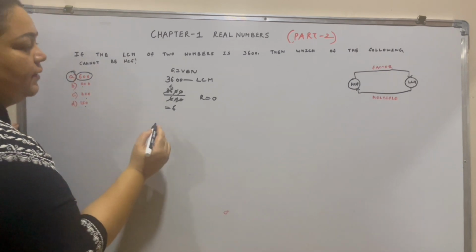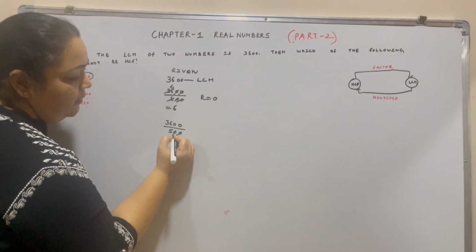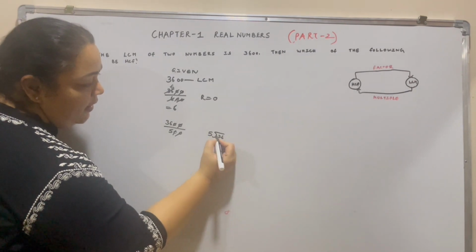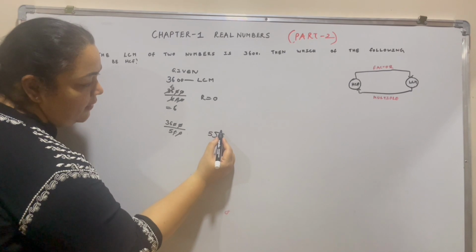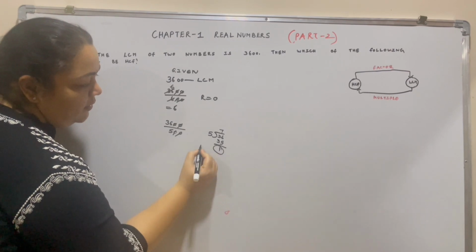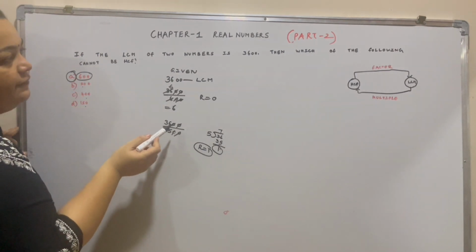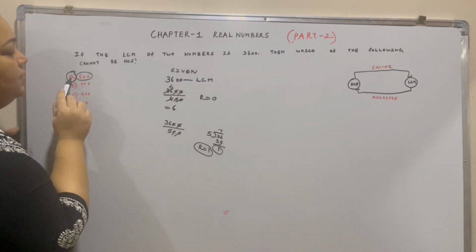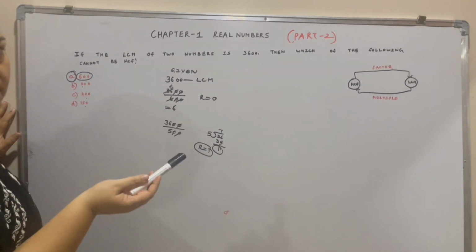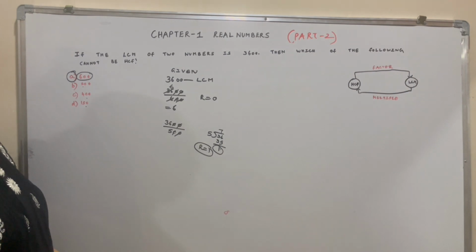So check for 500. 3600 divided by 500: 5 7s are 35, so here the remainder is 1. So this is not a factor of 3600, it cannot be HCF. So this is the right answer. We should know that HCF is a factor of LCM and LCM is a multiple of HCF. So this is an important question.